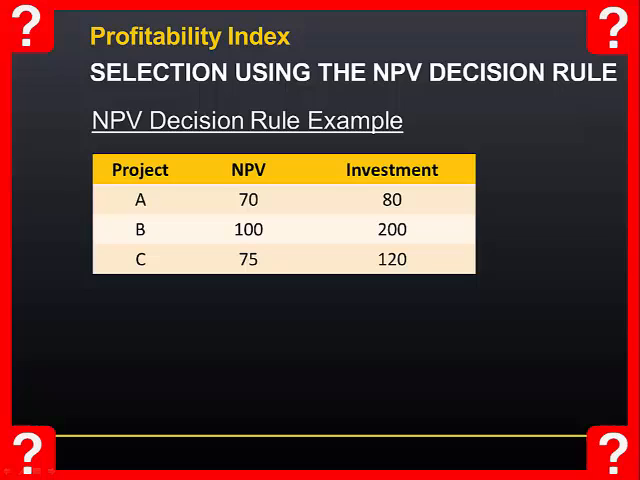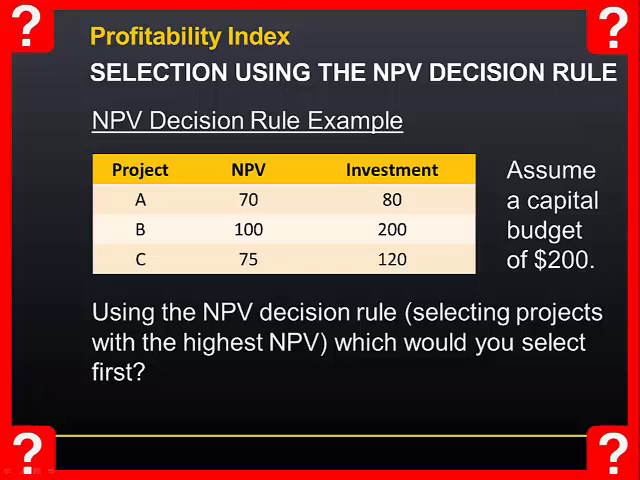We begin with an example of the implementation of the standard NPV decision rule. If we have a capital budget of $200 to spend and we have these three investments to choose from, if we use the NPV decision rule, which says that we select projects on the basis of the NPV, which project would we select first?